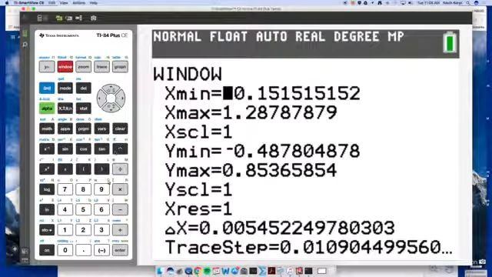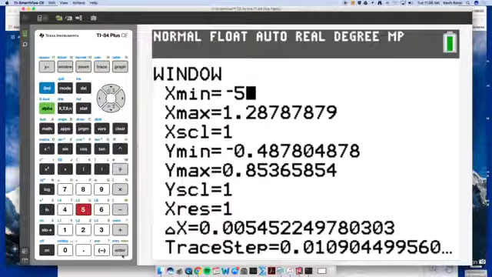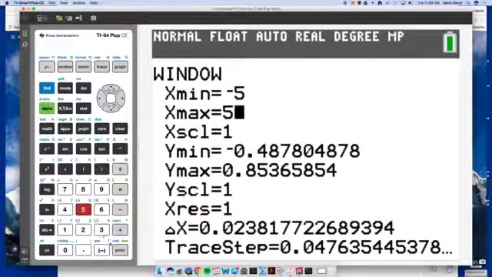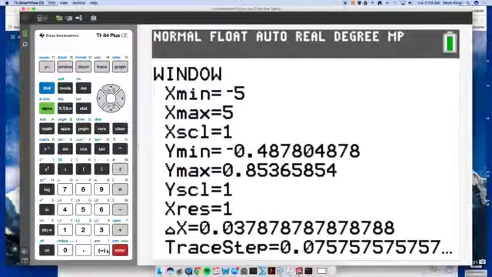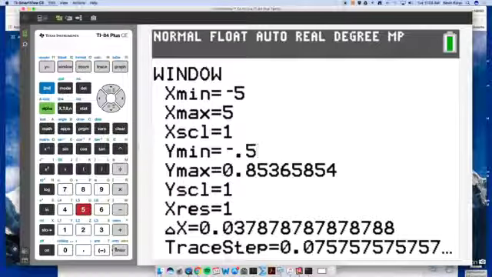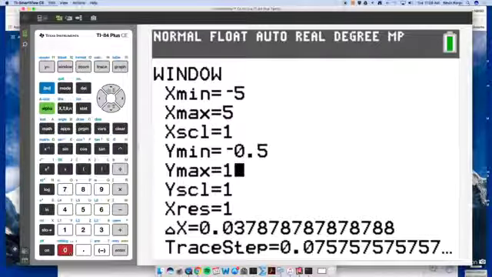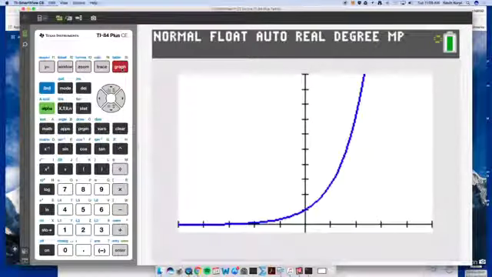So let's pick a nice window here. Let's go from like -5 to 5. And then our y-min, we'll go from like -0.5 to 10. Let's see if that's a pretty enough window. Ooh, how do y'all like that? There's e to the x. It's blue. I drew mine in red.